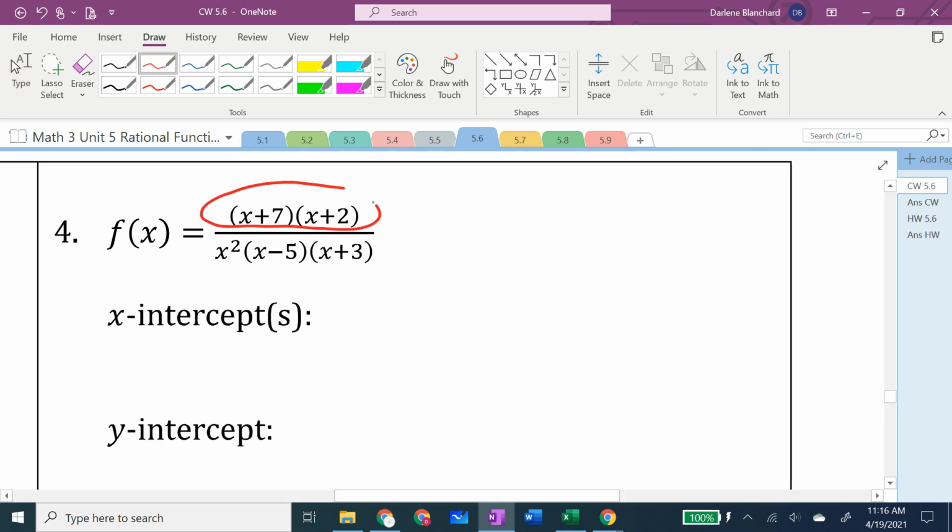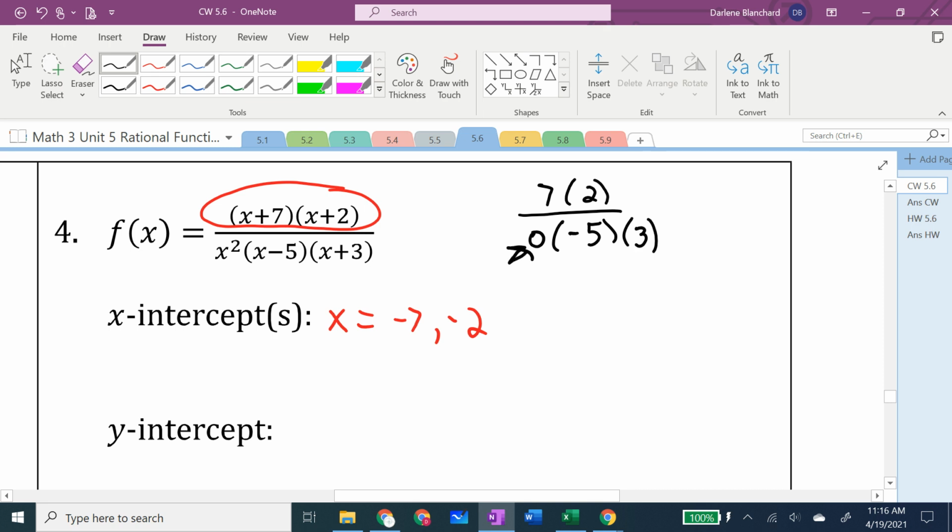X-intercepts. What makes the numerator 0? X equals -7 and -2. Y-intercept. If I plug 0 into all the x's, I get 0 plus 7 times 0 plus 2 over 0 times, wait a minute, if I'm dividing by 0, then I do not have a y-intercept, because I'm getting 14 divided by 0. If I'm dividing by 0, no y-intercept.